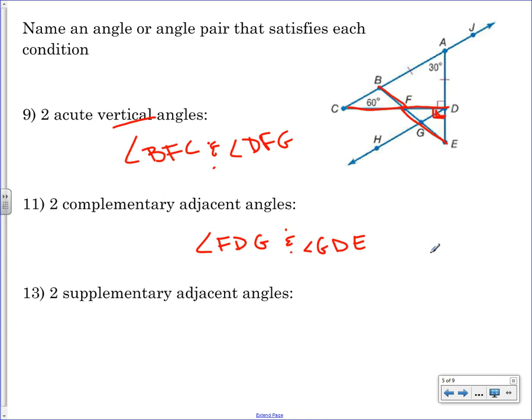Two supplementary adjacent angles. Sam, tell me again what you said the first time.